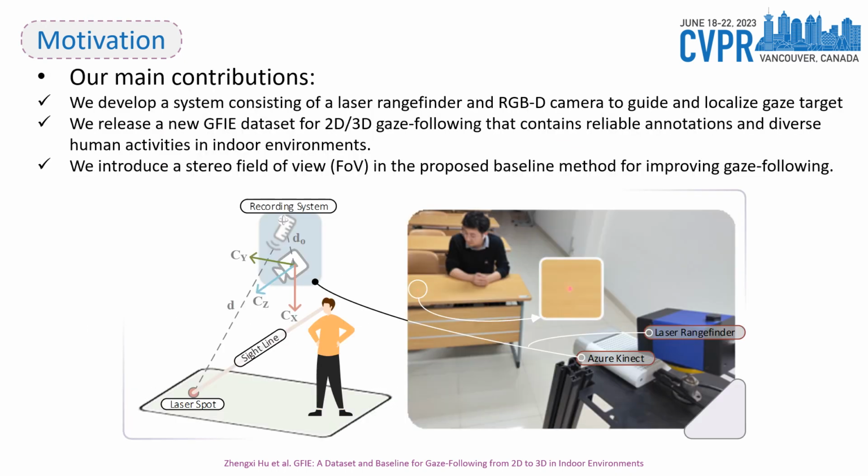In this work, we propose a novel system for establishing our GFIE dataset, and we use the laser spot emitted by the laser rangefinder to guide and locate the gaze target. After collecting various gaze behavior, accurate annotation can be provided for establishing the GFIE dataset. In addition, we introduce a stereo field of view in the proposed baseline method for improving gaze following. These are our main contributions.